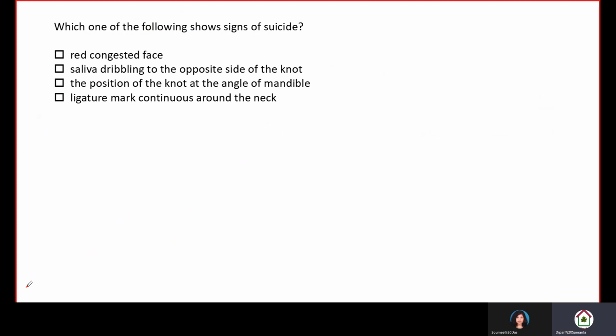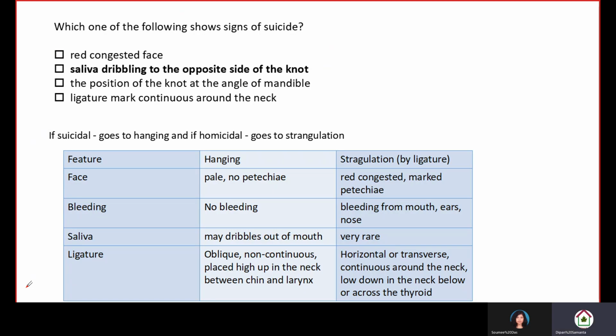So next question, which one of the following shows signs of suicide? Red congested face, saliva dribbling to the opposite side of the knot, the position of the knot at the angle of mandible, and ligature mark continuous around the neck. Signs of suicide. And the answer is saliva dribbling to the opposite side of the knot.